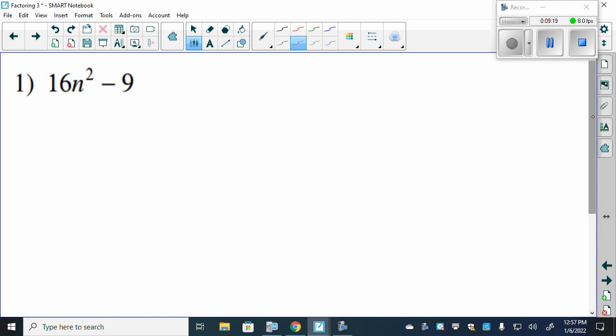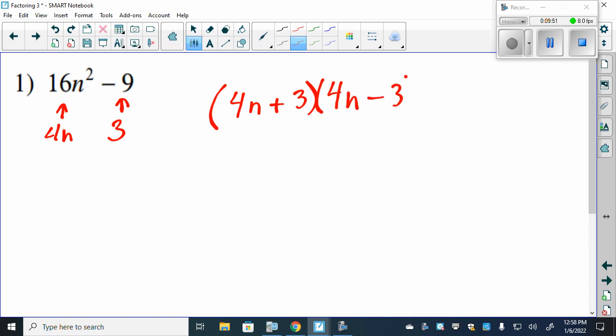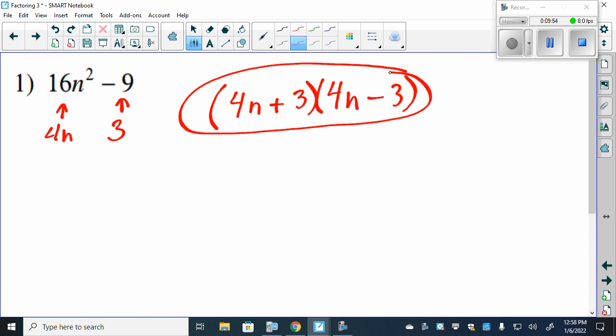So let's look at this next one here, 16n squared minus 9. So we do have a difference. Now the question is, are both of these perfect squares? So what times itself would give me 16n squared? 4n. And what times itself would give me 9? 3. So this would factor to be what? 4n plus 3 times 4n minus 3. And that'd be it.